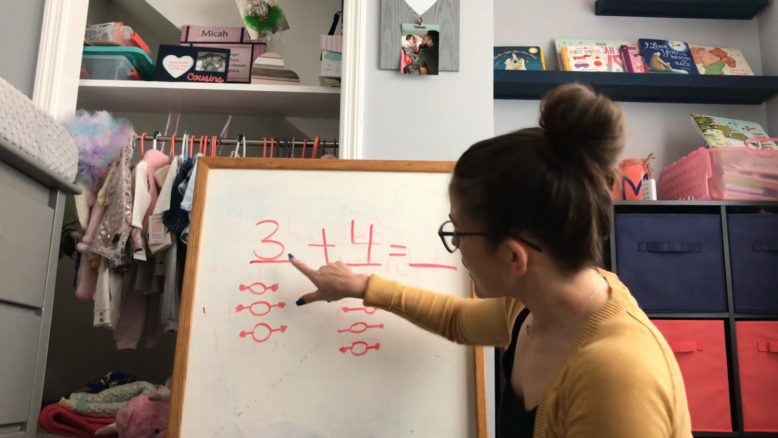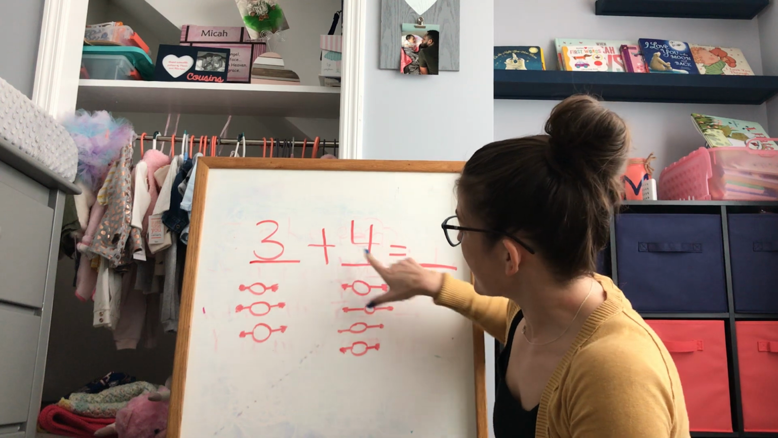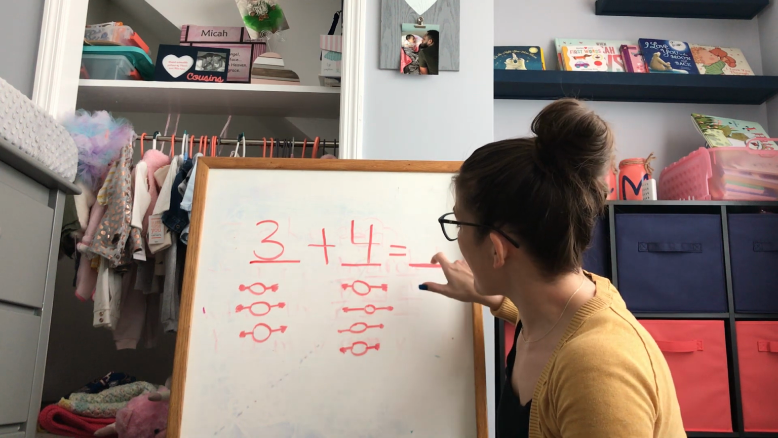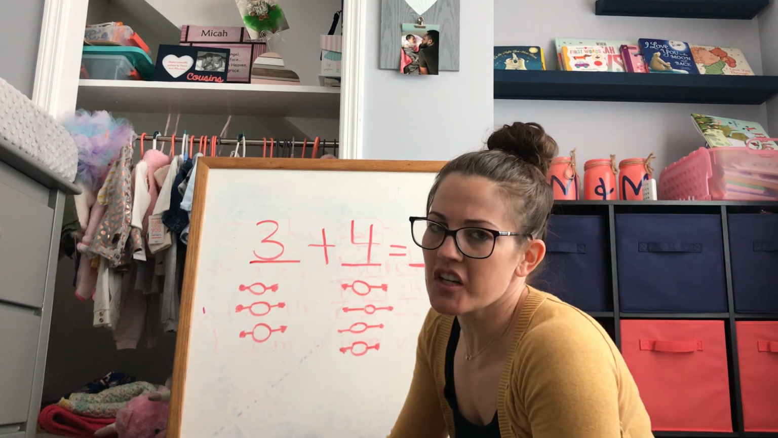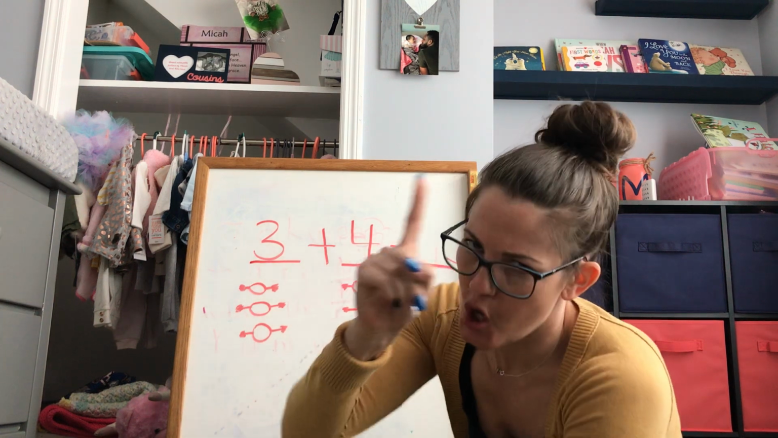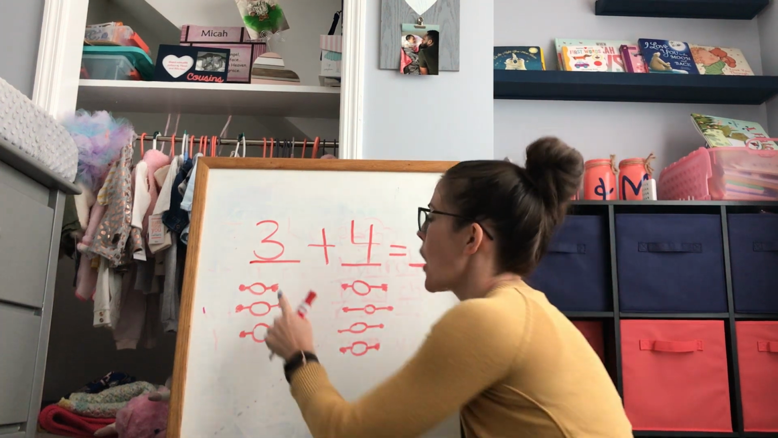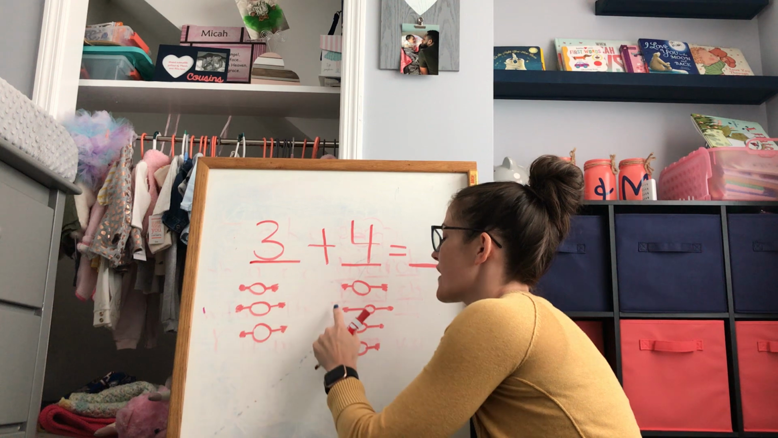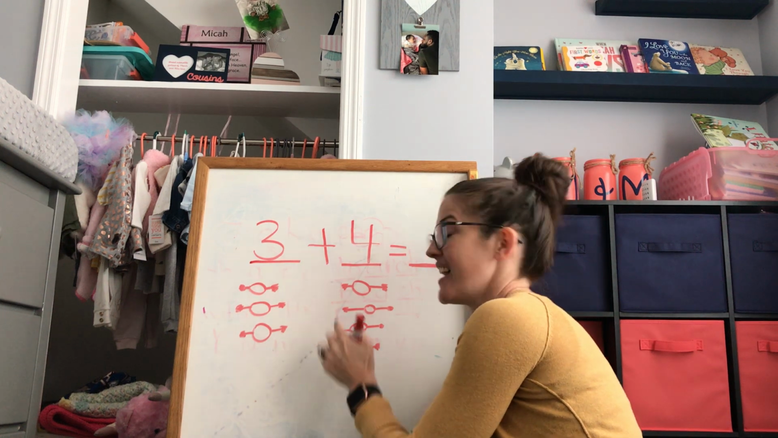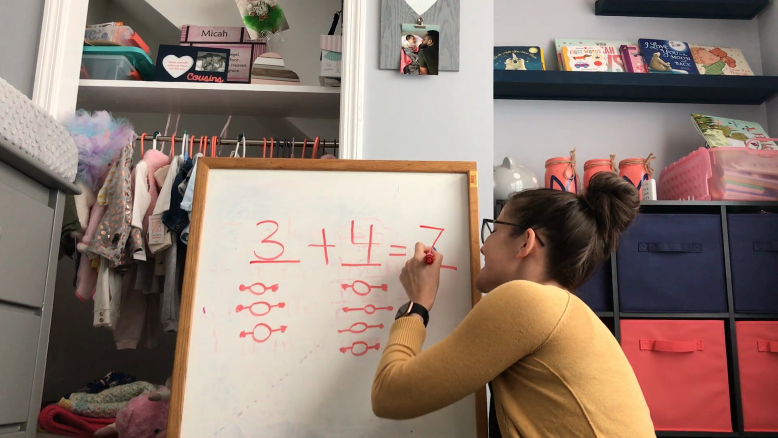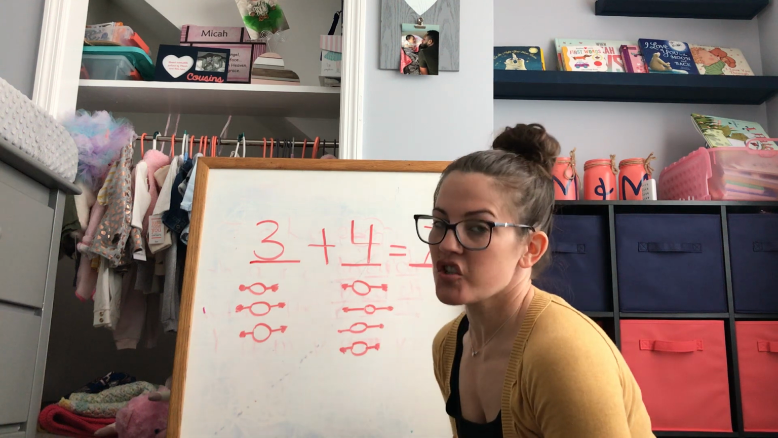Okay. So, Elijah had 3. Santiago gave him 4 more. How many altogether? How do I figure out the answer? I touch count. Here we go. 1, 2, 3, 4, 5, 6, 7. How many altogether? 7.